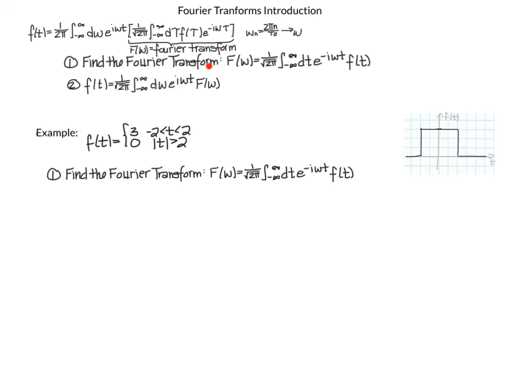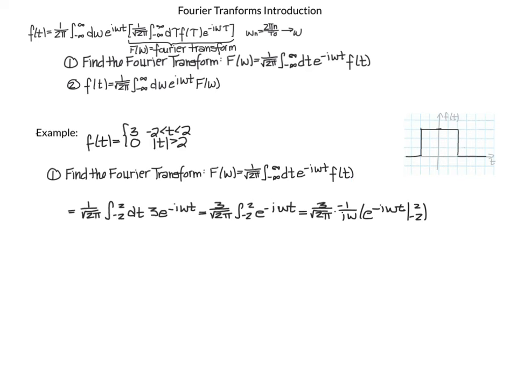The first step is to find the Fourier transform, and I moved my formula here. Plugging in, we have 1 over square root of 2 pi, then our integral from negative infinity to infinity. Well, f is 0 everywhere except between negative 2 and 2, so we'll plug in negative 2 and 2. I mean, if you really want, you can go from negative infinity to negative 2, but then you're going to have the integral of 0, so it's going to go to 0.